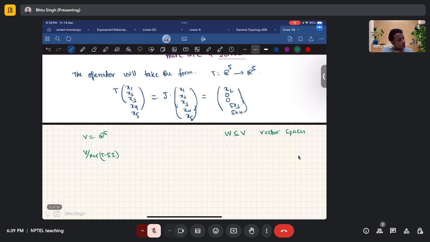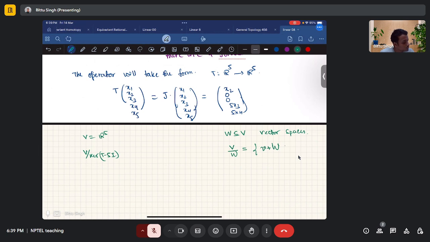Then the quotient space V mod W, or V by W, is defined so that it will take this form. It will look like those cosets V plus W. This is actually capital W. So this is similar to the quotient group, and if you're familiar with that, this is exactly the same thing.